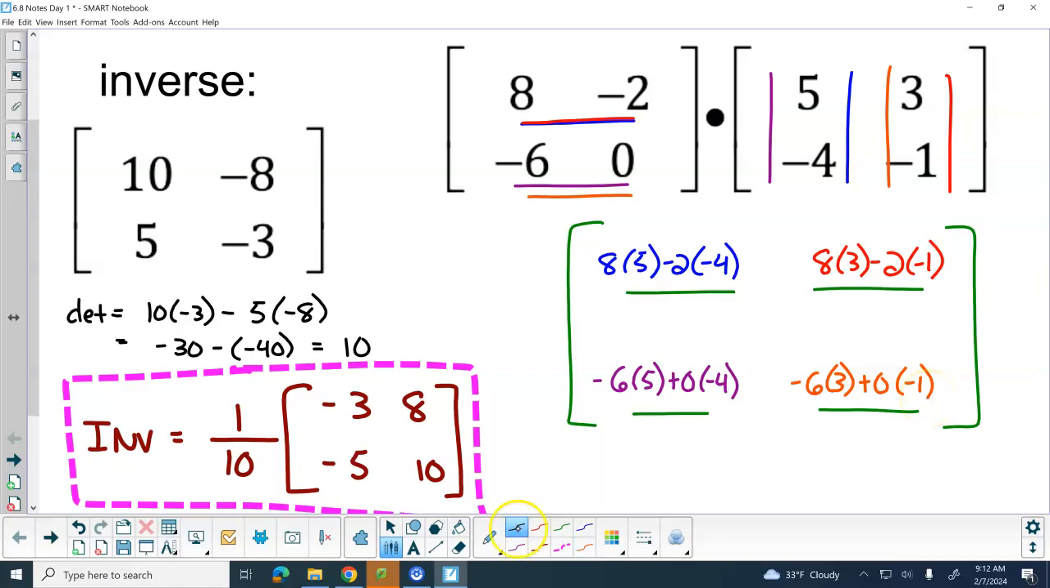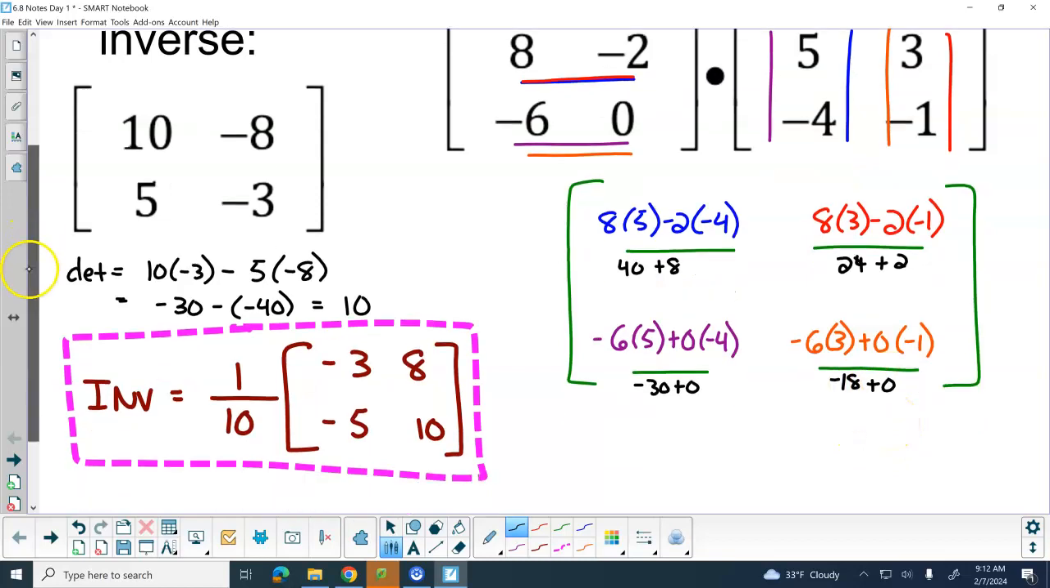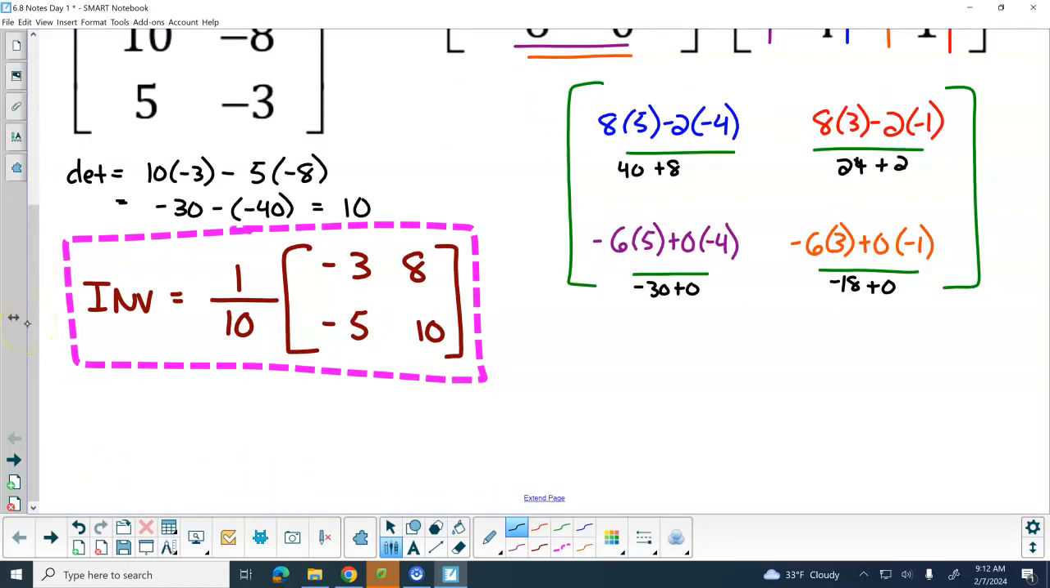Okay? So then that's going to be 40 plus 8. That's going to be 24 plus 2. That's going to be -30 plus 0. That's going to be -18 plus 0. So my resulting 2 by 2 matrix is 48, 26, -30, negative 18.